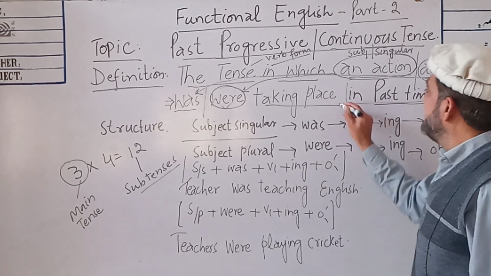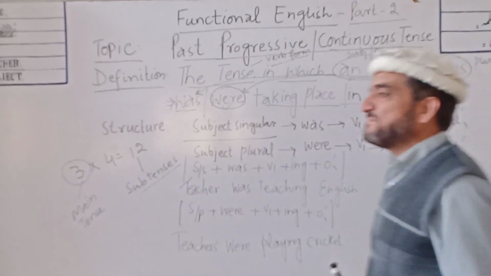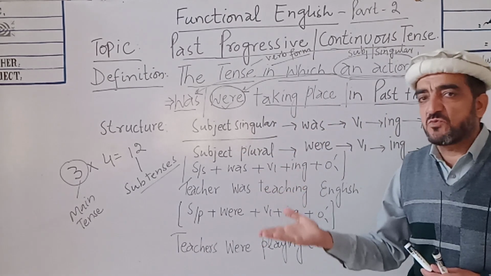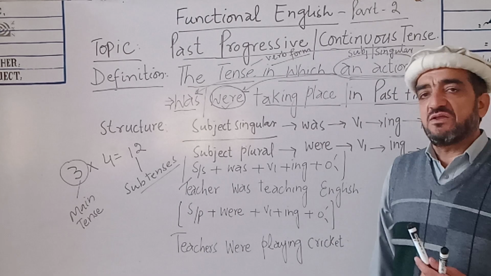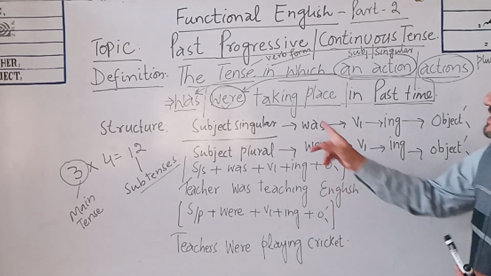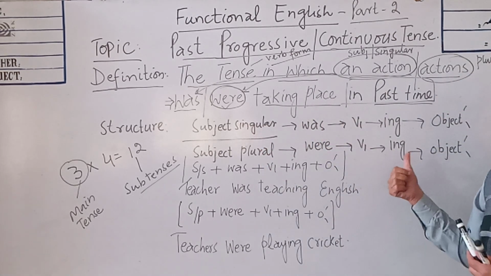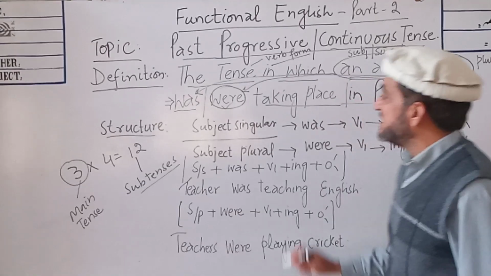In past time means, so the students, you know that we have already explained that there are 3 categories of the time. One is called past, which is no more. One is present, in which we are doing something, and one will be future, in which we will do something. So, if we study every tense by definition, we will come to know about the structure. This is called the structure of past progressive.